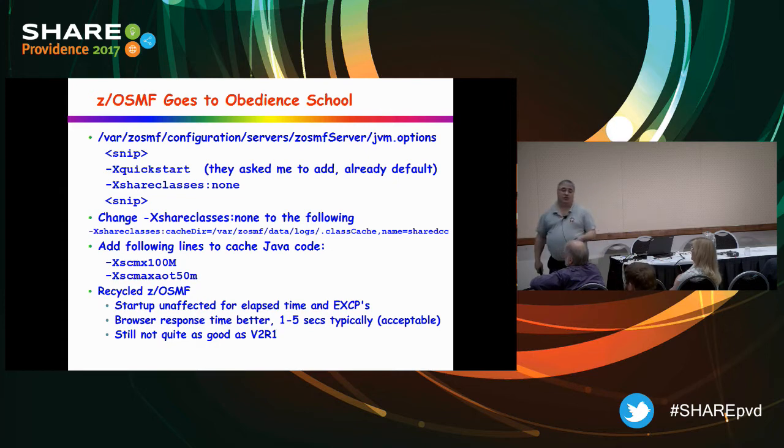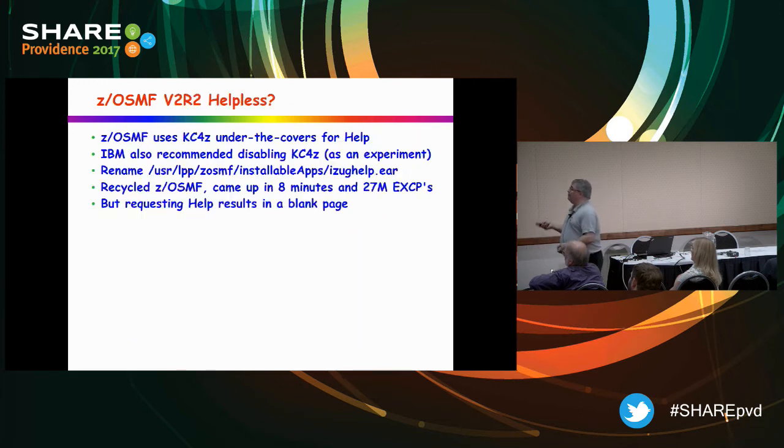So I recycled ZOSMF. It didn't really affect the elapsed time in EXCPs at startup, but the browser response was way better, 1 to 5 seconds typically. So that's acceptable, still not quite as good as V2R1. The other thing that happened that I didn't realize is they use Knowledge Center for Z under the covers for help. So if you request help, you get KC for Z.